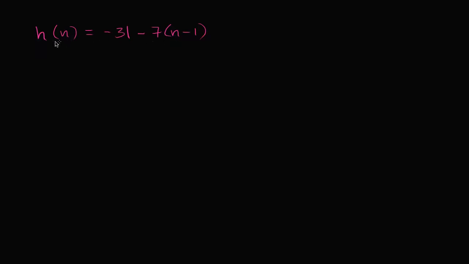So I have a function here, h of n, and let's say that it explicitly defines the terms of a sequence. So let me make a quick table here. So we have n, and then we have h of n. When n is equal to 1, h of n is negative 31 minus 7 times 1 minus 1, which is just going to be 0, so it's going to be negative 31.